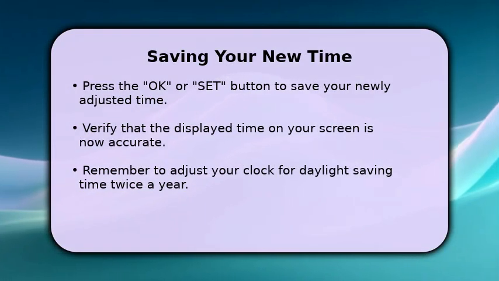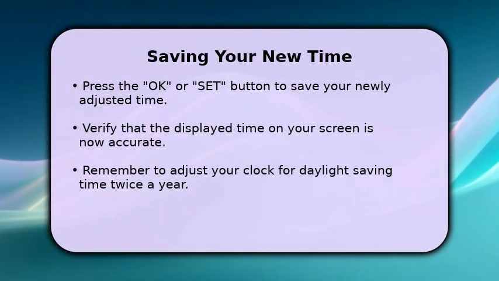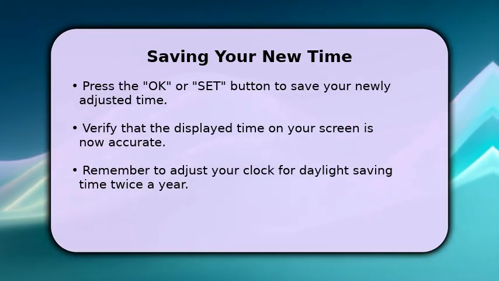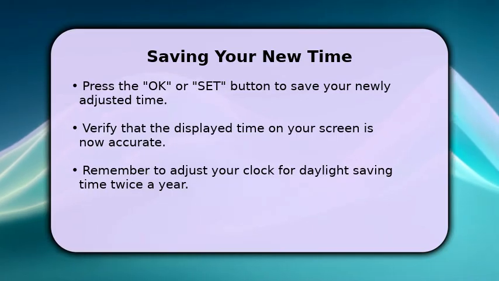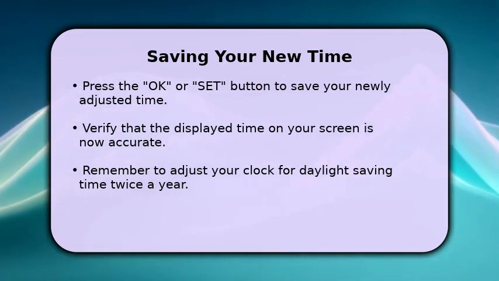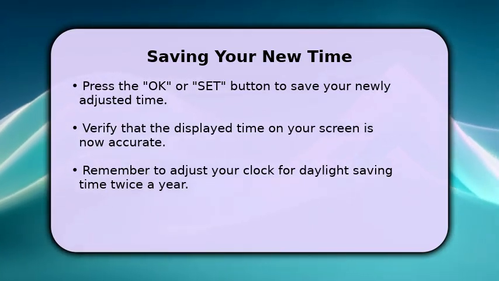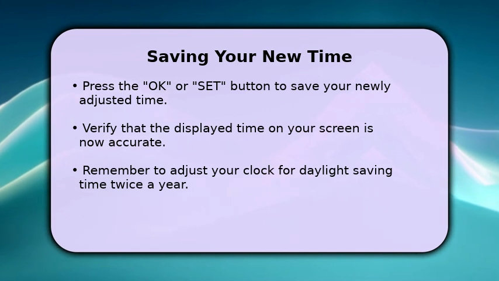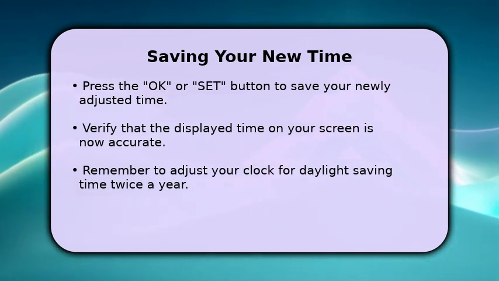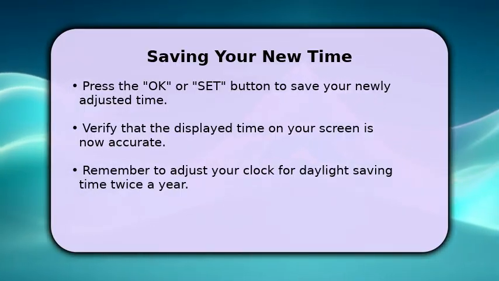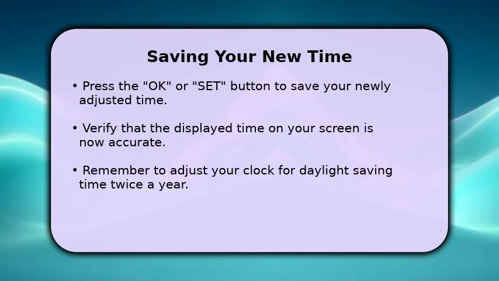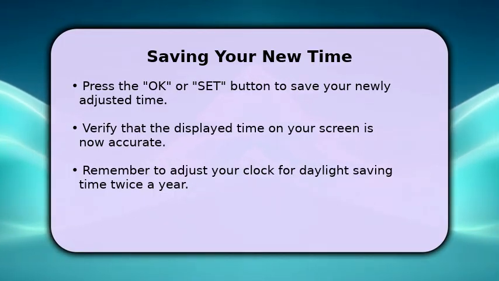Finally, after you have set both the hours and minutes correctly, it is crucial to save your changes. Look for and press the OK or Set button on your system to confirm and store the new time. Take a moment to verify that the displayed time on your screen is precisely accurate. Also, remember to make this adjustment for daylight saving time, which occurs 2 times annually.